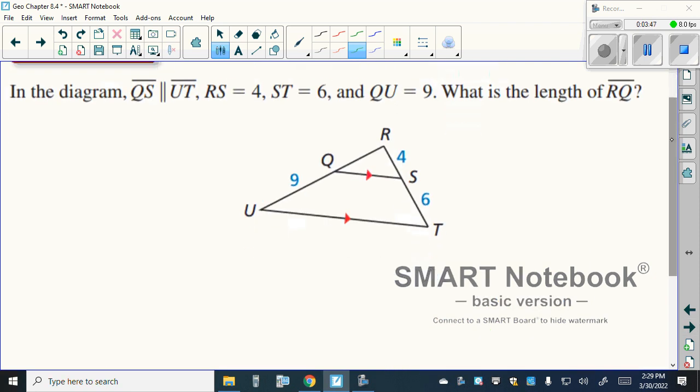Okay. Now, if we look at this here, since these two lines are parallel, the corresponding sides are going to be proportional. So we'll have two sides that are proportional, and we can use that to find the value of x. They tell us that ST is 6, RS is 4, and QU is 9. And we want to find the value of x. So x's corresponding side would be what? Corresponding side for x would be 9.